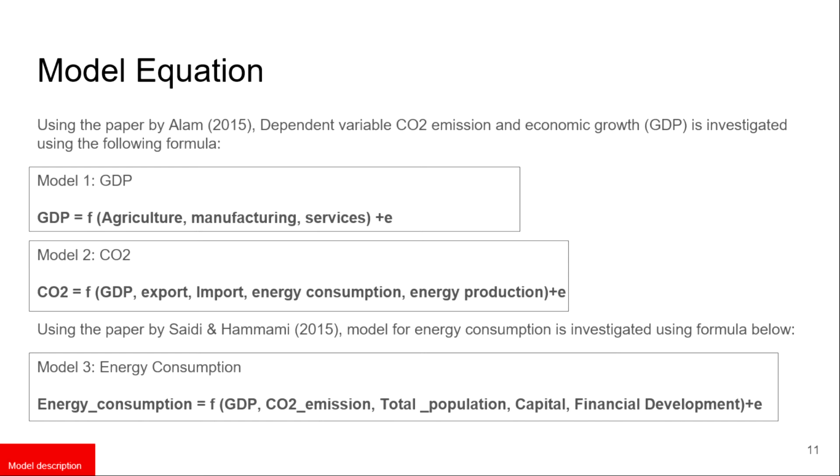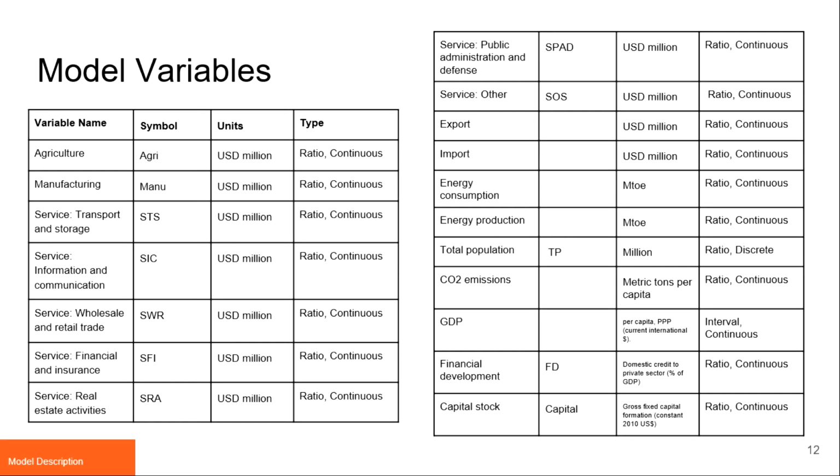For our third model, we are using energy consumption as the dependent variable with GDP, CO2 emission, total population, capital, and financial development as independent variables. This is based on the paper by Saiti and Hamami 2015. Here we can see the variables used in the models with their symbols, units, and types. There are about 18 variables.